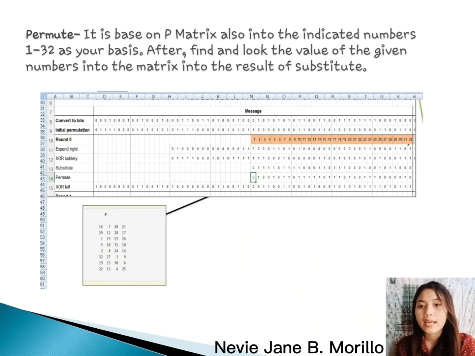Permute. It is based on the P matrix, also using the indicated numbers 1 to 32 as your basis. After, find and look for the value of the given numbers in the matrix in the result of substitute.